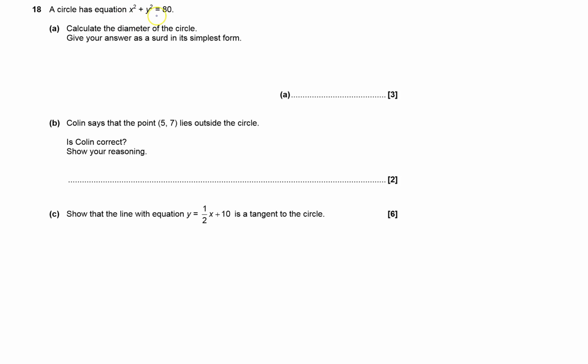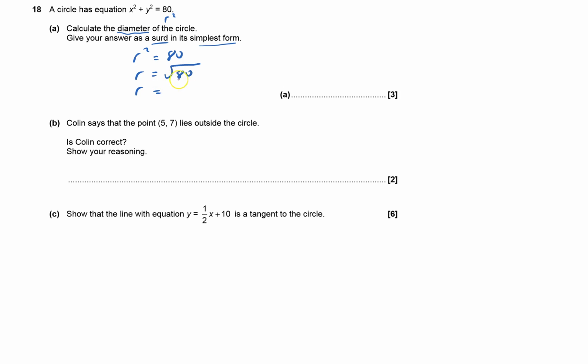The circle's equation is x squared plus y squared equals 80, so that's r squared, the radius squared. I've got to calculate the diameter. Well, I need to calculate the radius first, and give it in its simplest surd form. So r squared is 80, and so r equals the square root of 80.